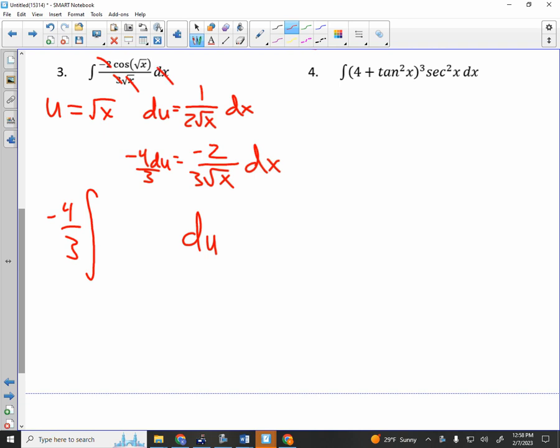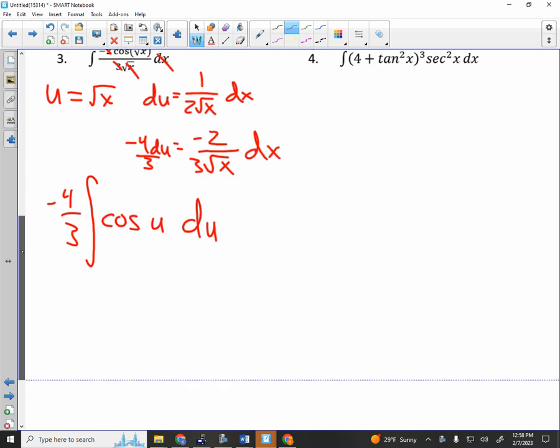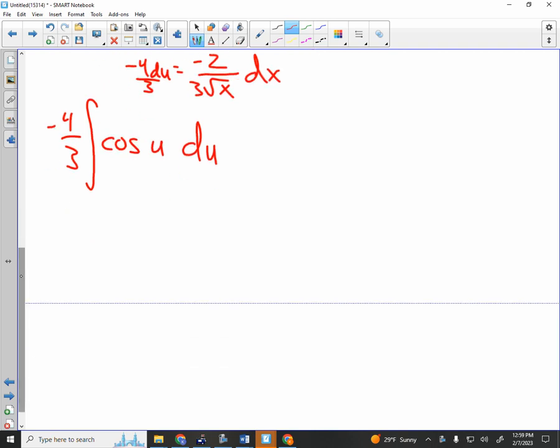What remains? Cosine of u. Now the problem is easy. The antiderivative of cosine is positive sine. So we have negative 4 over 3 sine of the root of x plus c.